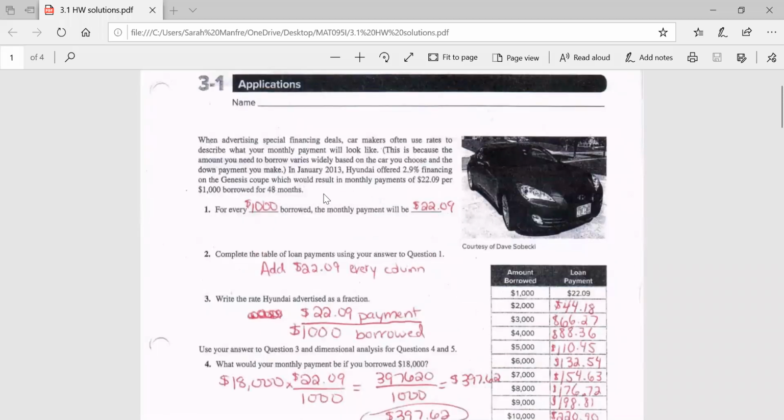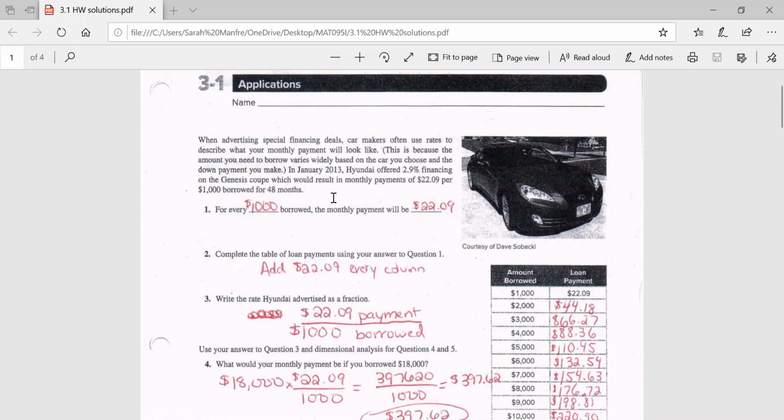All right, so these are the homework solutions for chapter 3.1, and it has this problem. It says when advertising special financing deals, car makers often use rates to describe what their monthly payment will look like. This is because the amount that you need to borrow varies widely based on the car you choose and the down payment you make.